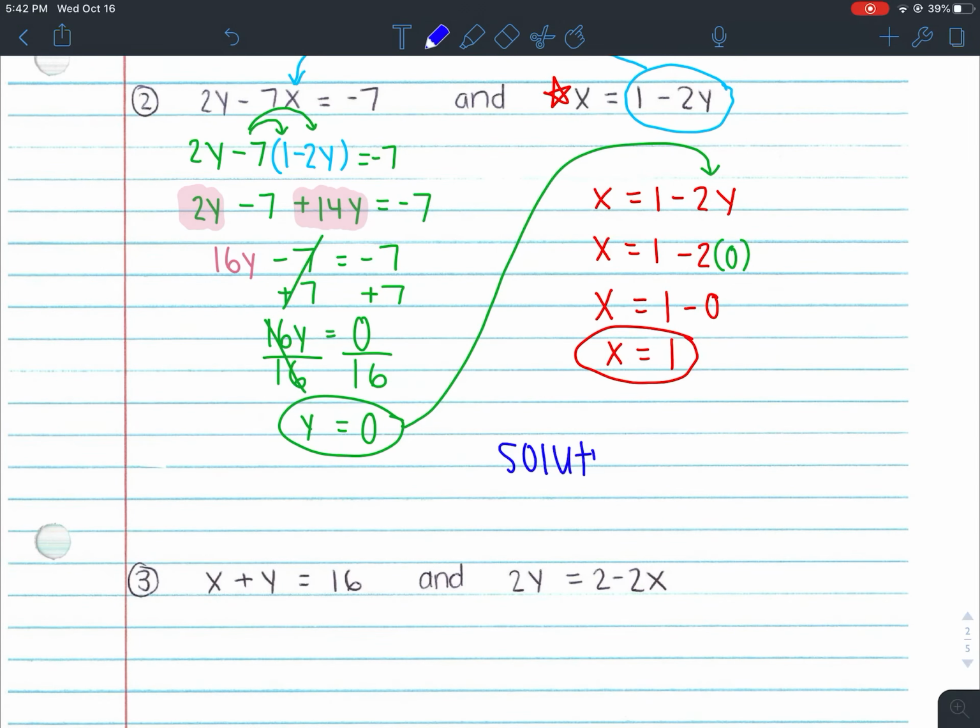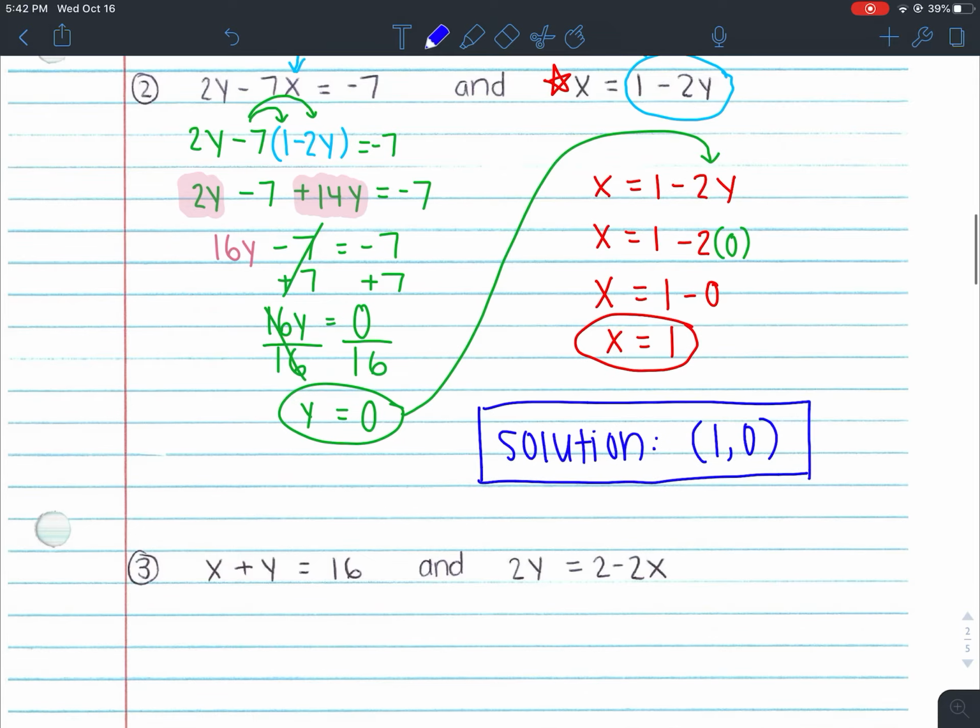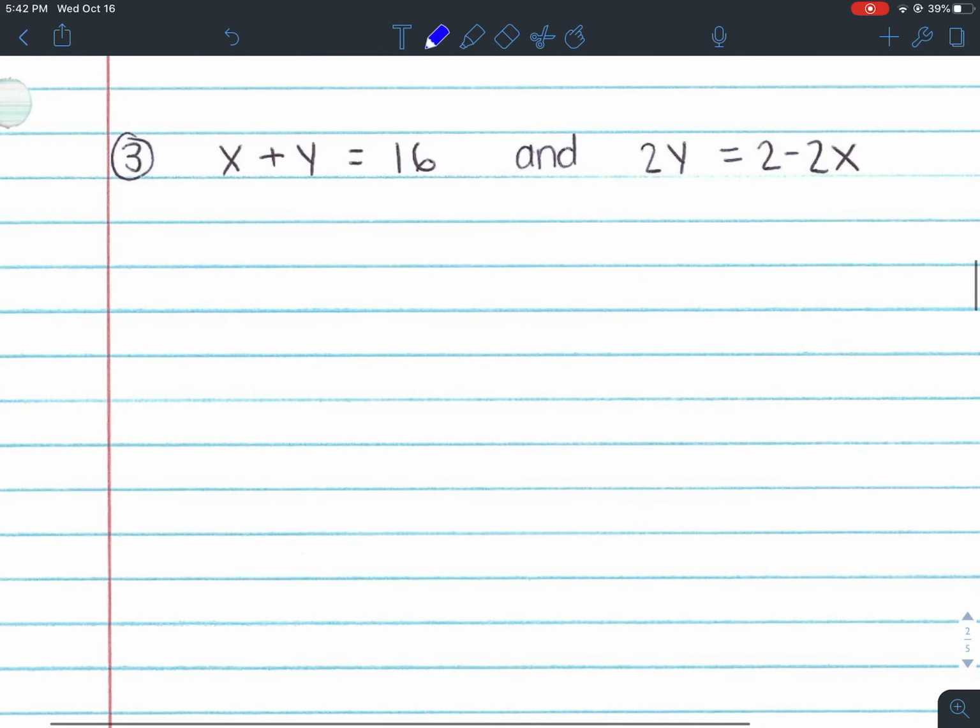So what is my solution here? My solution is 1, 0. And just like the other problem, I could graph this in Desmos and it would intersect. I would click on that point that it intersects at, and then it would say 1, 0.